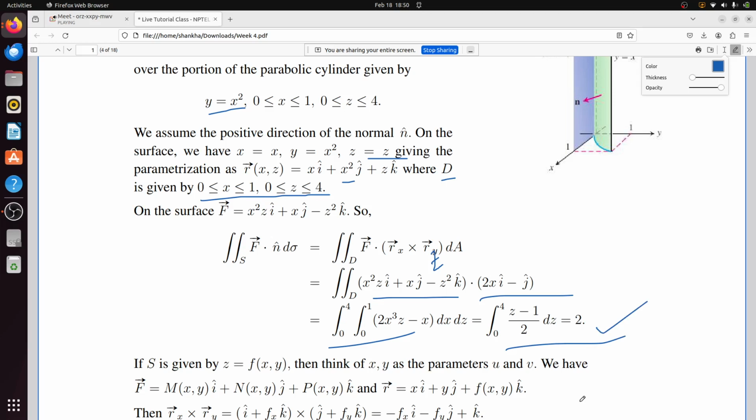Yes, sir. Did you compute it? Please compute. Cross product I got the same ones. Okay, okay.